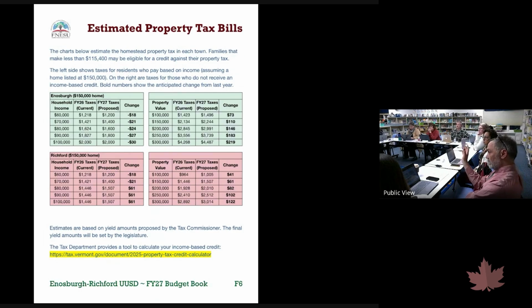On the right side, it shows what people can expect to pay if they're paying solely on the value of their property. And the cutoff point this year is a household income of $115,400. So in our communities, there's going to be a pretty high percentage of people that are paying based on their income rather than straight property value.